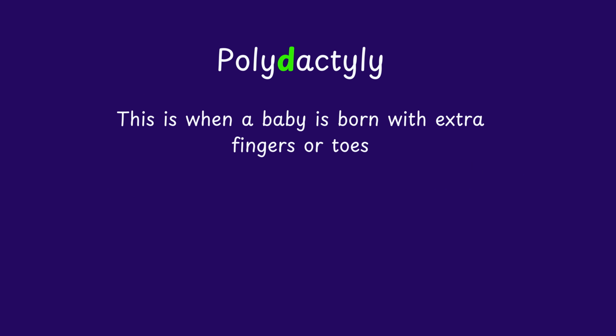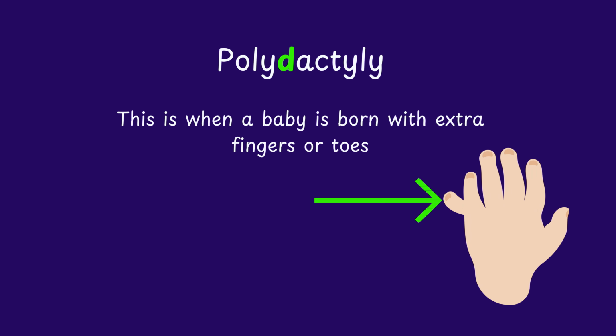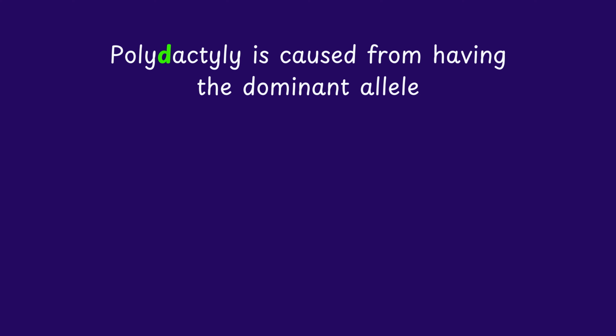Let us now look at this condition that is called polydactyly. This is when a baby is born with extra fingers or toes. Polydactyly is caused by the dominant allele, and that is why I have letter D written in a different color to remind me that it is caused by the dominant allele.